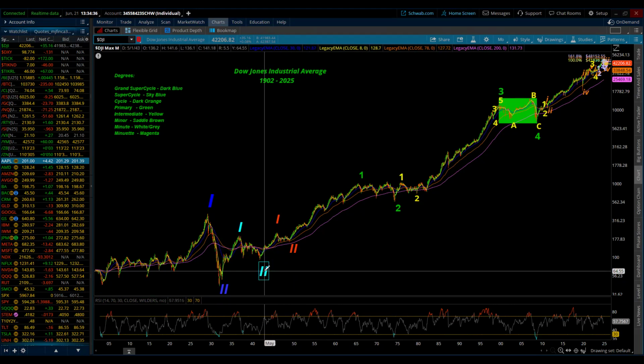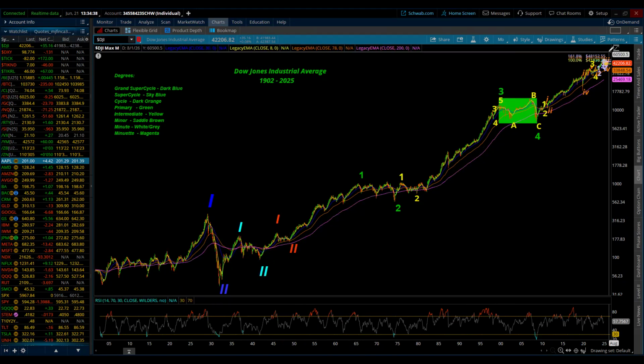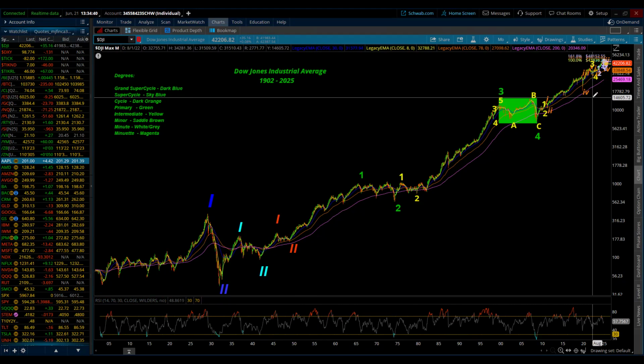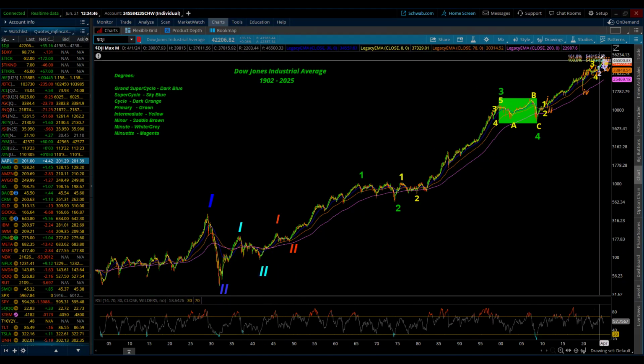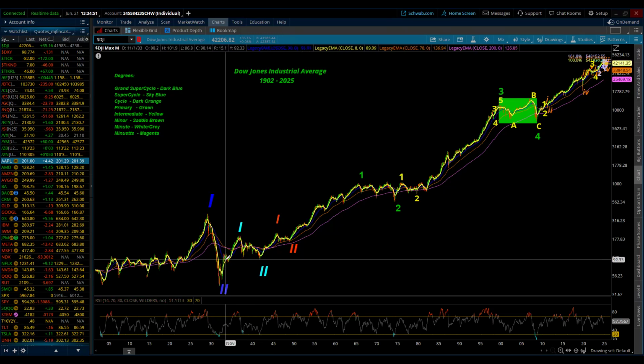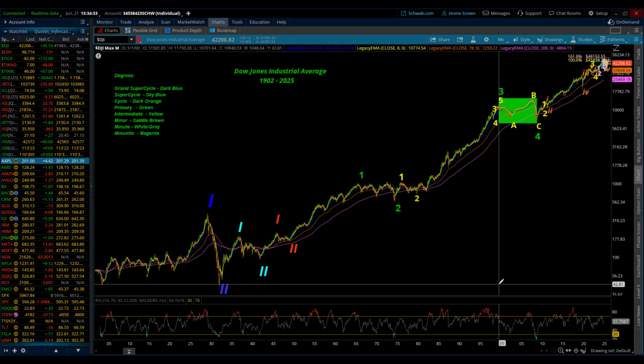So to get to that super cycle wave 3, we've got to finish cycle 3, put in a 4, and then do a cycle 5 back up to finish super cycle wave 3. And then do another super cycle wave 4, super cycle wave 5 back up to finish grand super cycle wave 3. So there's still plenty of upside. But in between, we're going to have some very large periods of consolidation. And what's going to trigger it can be all kinds of things.